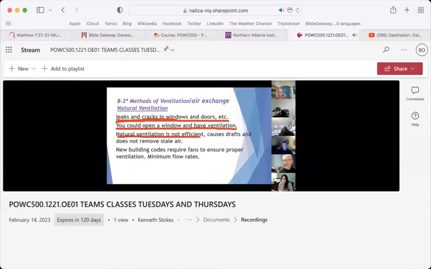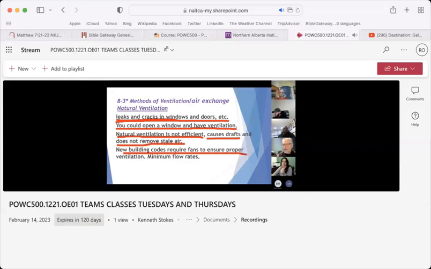It could cause drafts if the person that was feeling too cold in a room was sitting across from another person that wanted to have the window open. They could have a draft, cold air blowing on them. And simply opening a window does not reliably or necessarily remove the stale air. Newer buildings that come under newer building codes have requirements for ventilation.